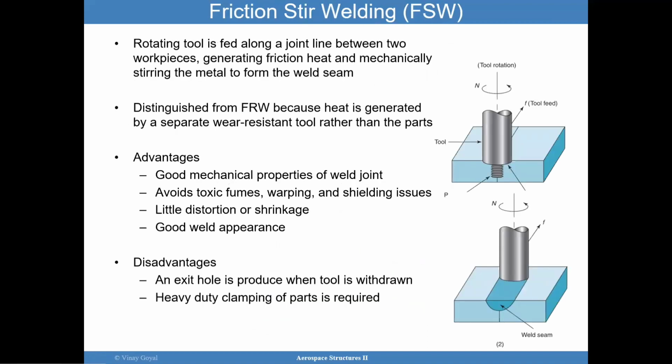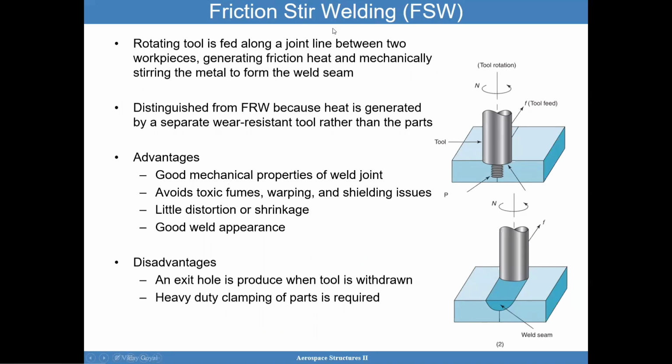The friction stir welding process is a very common process as well. In this case, you have a rotating tool, and that rotating tool is fed along the joint line. So this is a joint line here between 2 working pieces, and it generates friction and heat, and it mechanically stirs the material to form that weld seam, which is why it's called friction stir welding.